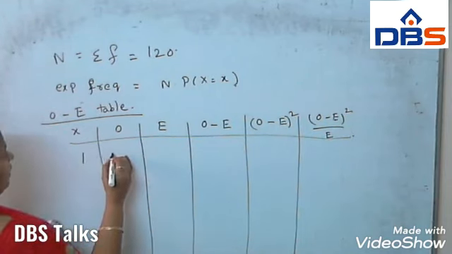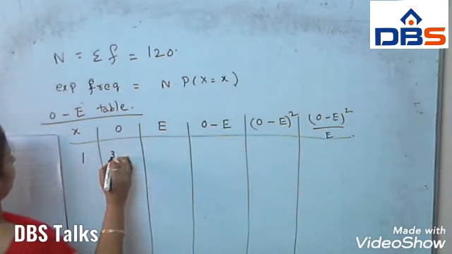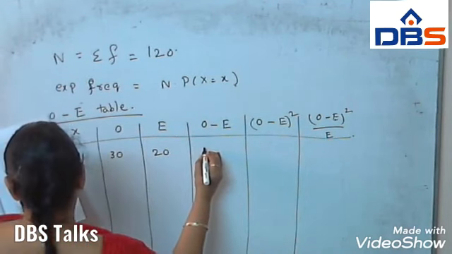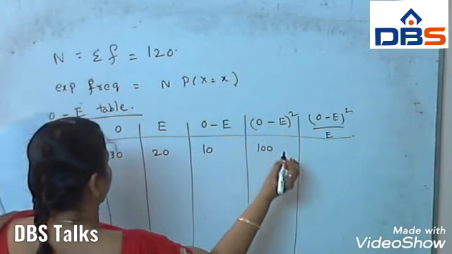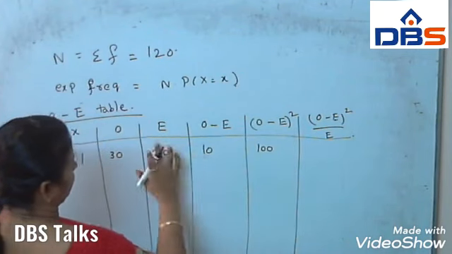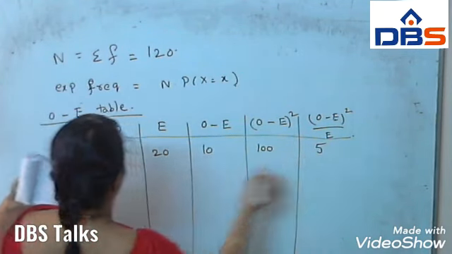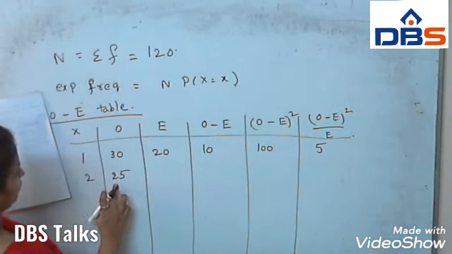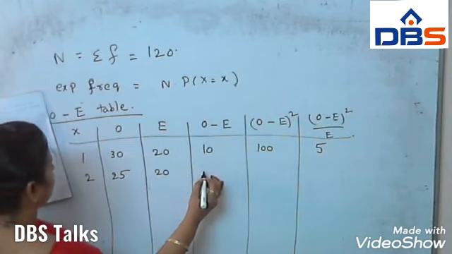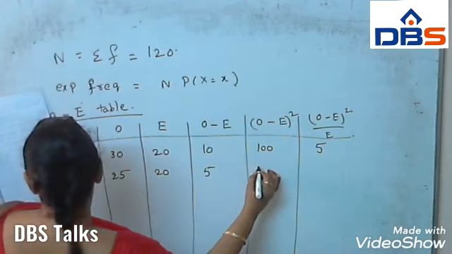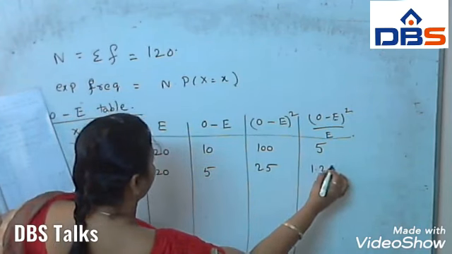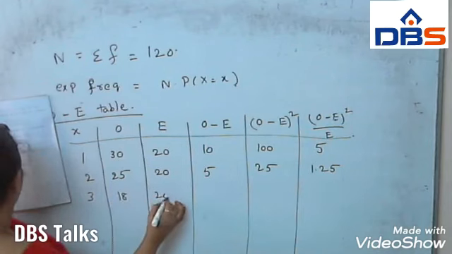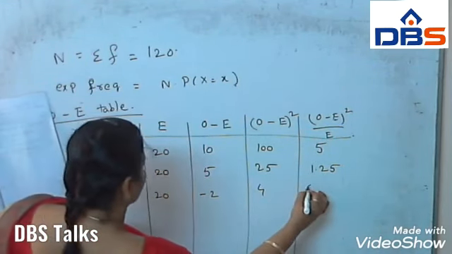Yes, 1. The observed frequency we have to get from the given table, 30. Expected, 20. O minus E, 10. O minus E whole square, 100. O minus E whole square by E, 100 by 20, 5. Face 2, the given value is 25. Expected value is 20. O minus E, 5. Whole square, 25. 25 by 20, 1.25.